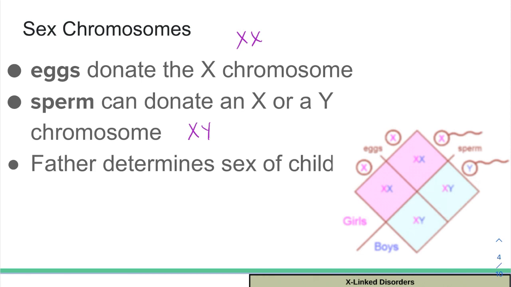If you take a look at a Punnett square, here we have the female XX and the male XY. It can be said that the father is what's determining the sex of the child, because all offspring are going to have one X chromosome, and it's up to whatever the sperm donates to determine whether it is going to be a male or a female child.